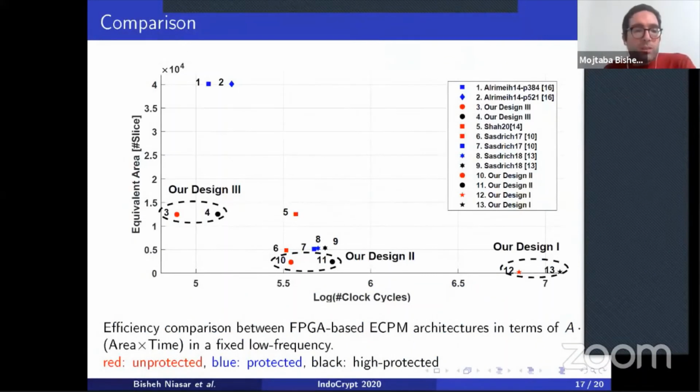For better comparison, we visualize it. Here, as you see, our high performance design reduces the required cycles at the cost of increasing the hardware resources compared to previous work, and our lightweight design needs only few resources in our implementation. The red points here show our unprotected design. The blue shows the protected design using the scalar blending and point randomization, while the black points here show the highly protected design using point re-randomization.